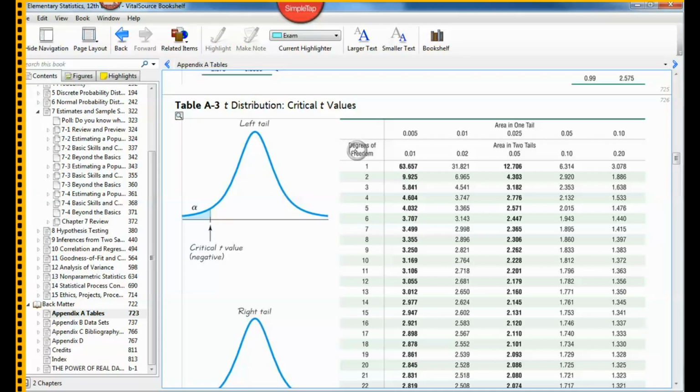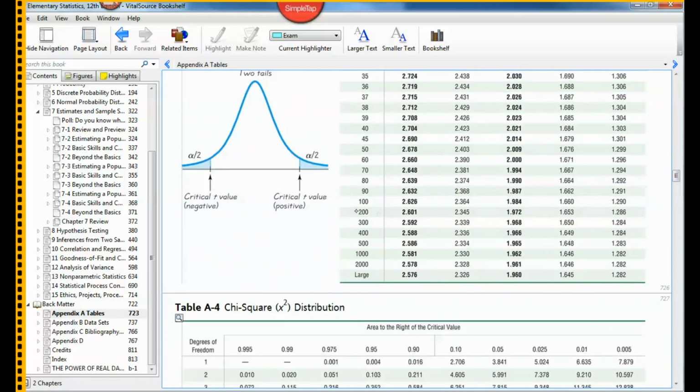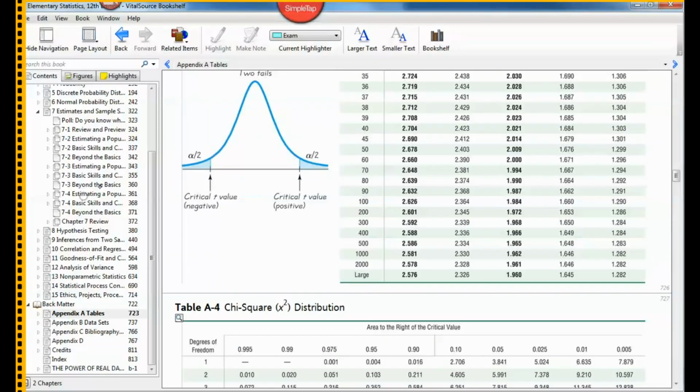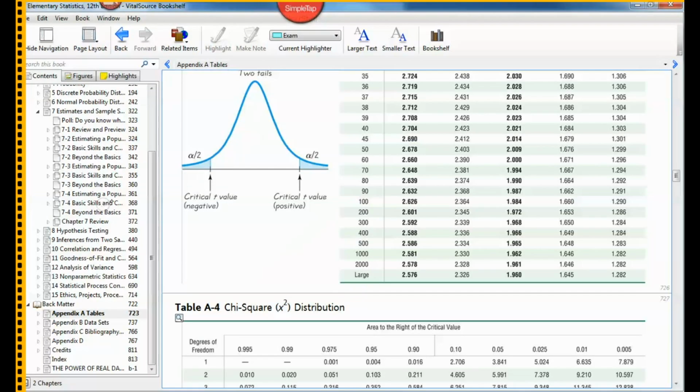Now, the way you find degrees of freedom is n minus 1. So whatever your n is, your total data items, you subtract 1. That works out pretty well until you get to big numbers like 200, 300, 400. Once you get that high, we just have to estimate. In our problem we had 300, so 300 minus 1 is 299. There's no 299 here, so we have to use 300. That's our only choice for this table.